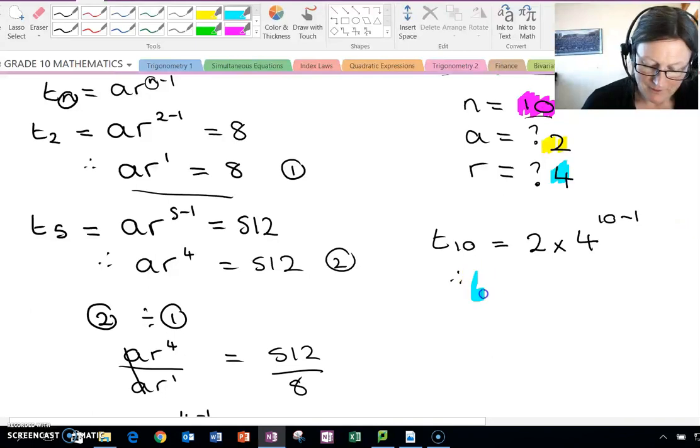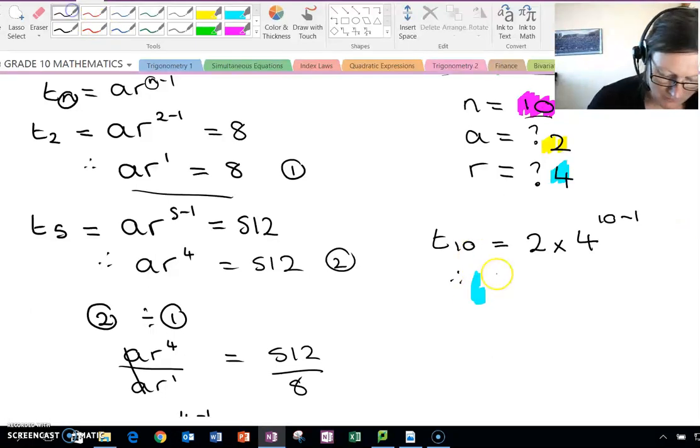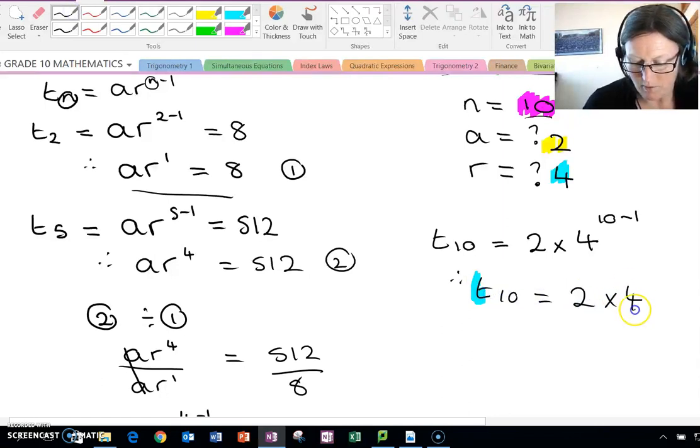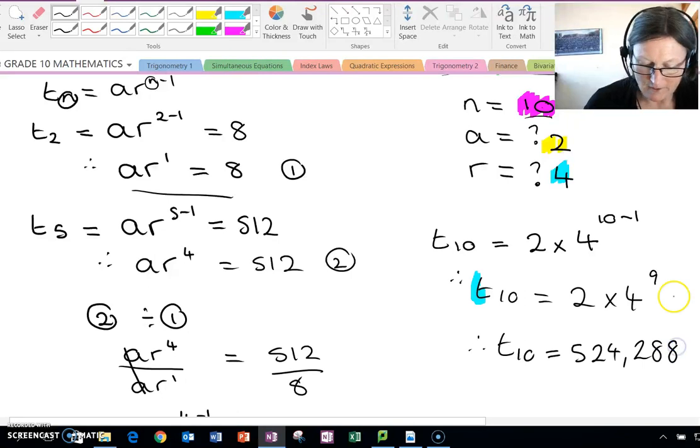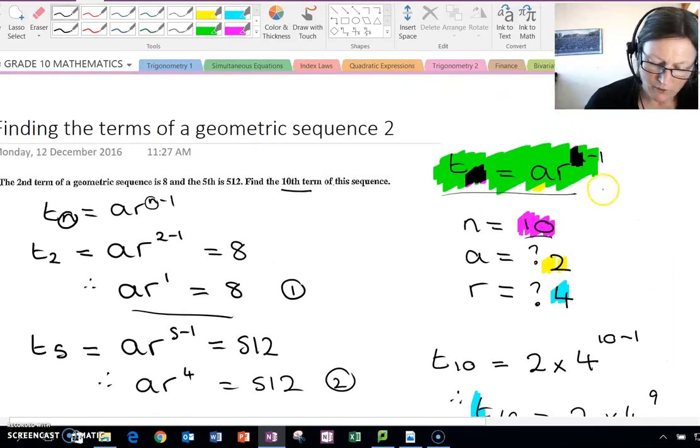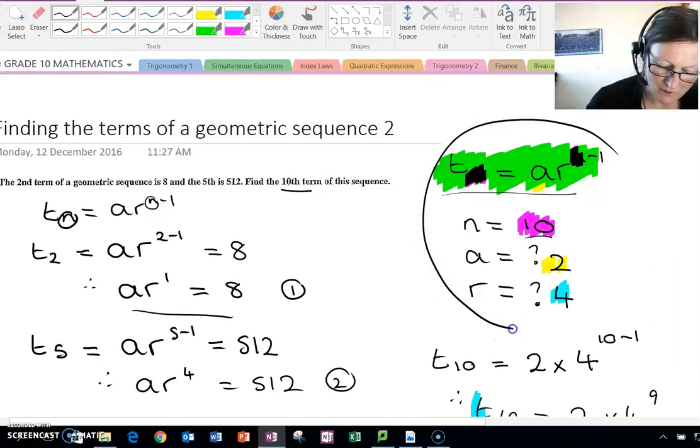Anyway, the 10th term is equal to 2 times 4 to the power of 9, because 10 minus 1 is 9. You can put that into your calculator, so the 10th term is 524,288.